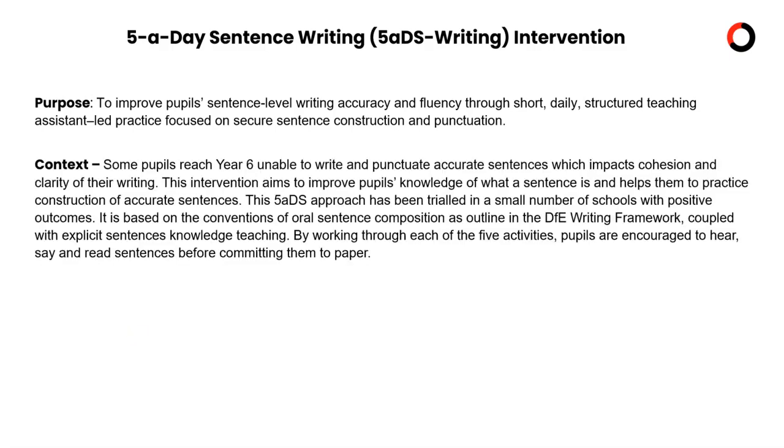Context: some pupils reach year 6 unable to write and punctuate accurate sentences, which impacts cohesion and clarity of their writing. This intervention aims to improve pupils' knowledge of what a sentence is and helps them to practice construction of accurate sentences. This 5-a-day approach has been trialled in a small number of schools with positive outcomes. It is based on the conventions of oral sentence composition as outlined in the DFE writing framework, coupled with explicit sentence knowledge teaching. By working through each of the 5 activities, pupils are encouraged to hear, say and read sentences before committing them to paper.